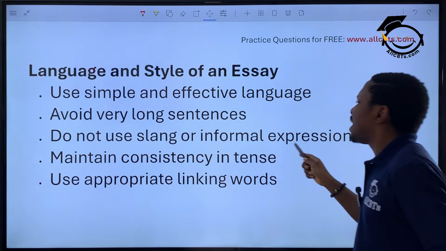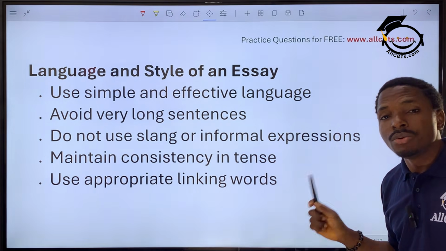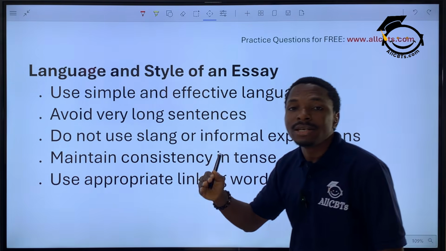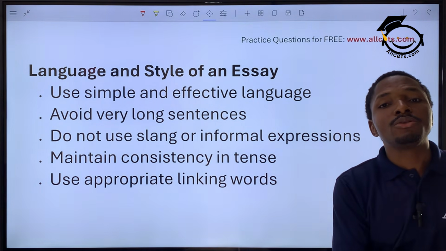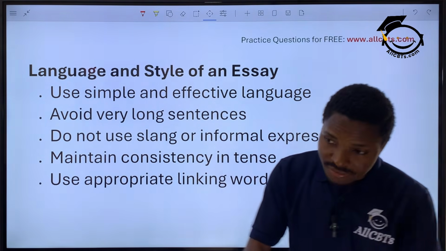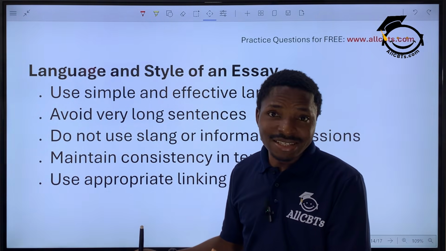Okay? Do not use slang or informal expression. You don't use slang. Then you maintain your consistency in your tenses. Don't switch from using third person to first person. If you are using first person, you use first person. If you are using third person, you use third person. Do you get it now?